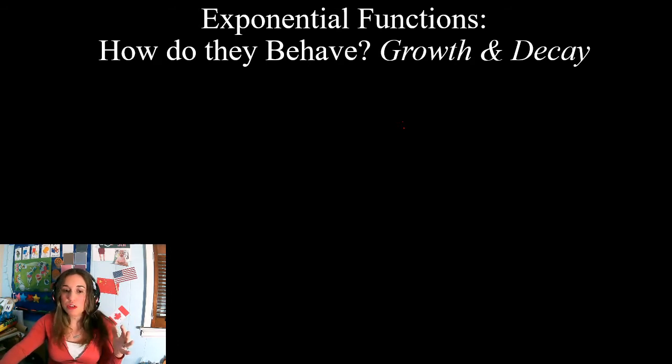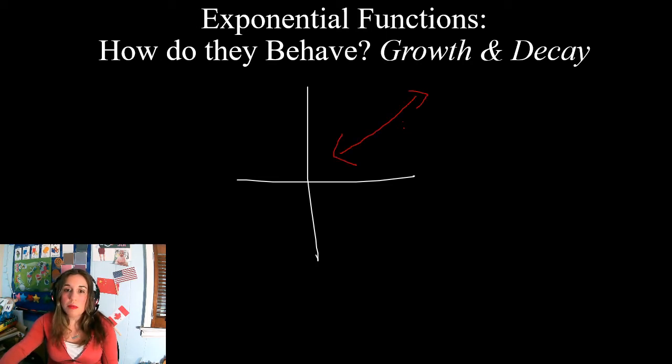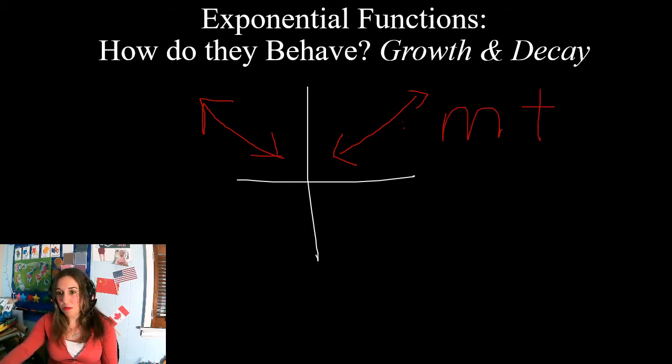So I want you to take just a minute and think back to when we studied linear functions, when we studied lines. We saw that our slope told us whether our line was going to be increasing or decreasing. We either had a line that was increasing or a line that was decreasing. When our line was increasing, we knew that our slope was positive. If our line was decreasing, then we knew that our slope, our rate of change, was negative. We had a negative slope.